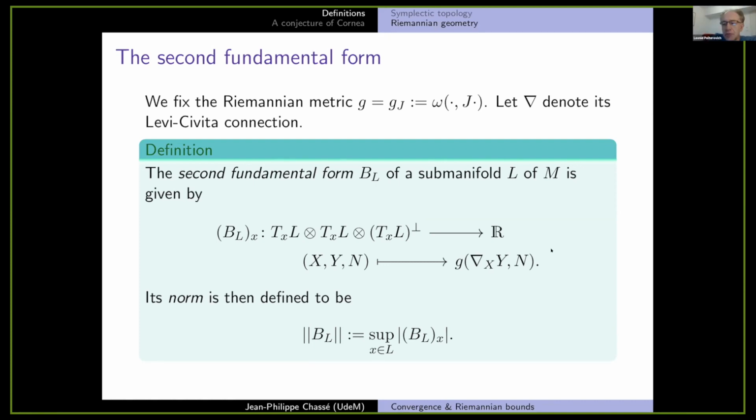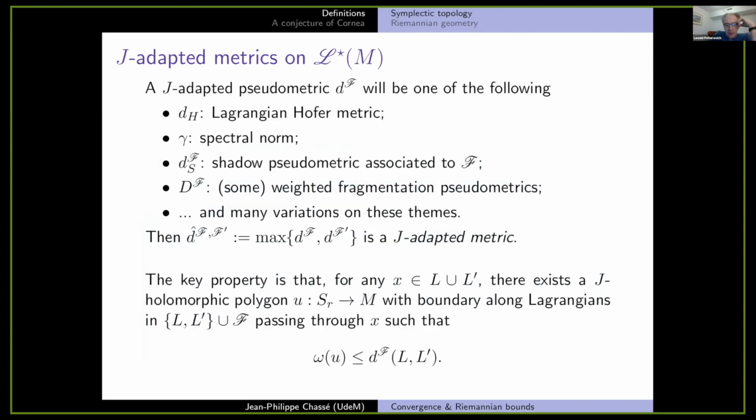Excuse me, may I interrupt you for a second? I didn't understand. If, for instance, your metric is the usual Hofer metric on Lagrangians, what is the role of these collections F and F prime? Sorry, could you repeat? I missed the end of it. So assume that we have D H. In the case of D H, do you have collections F and F prime or not?